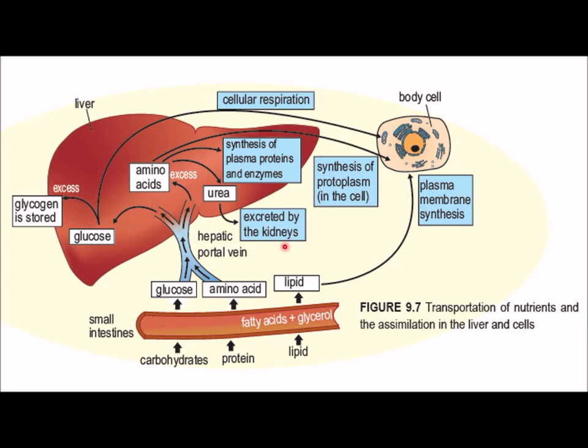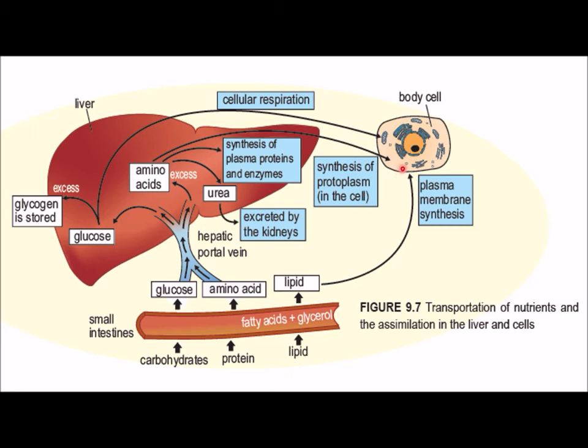So this is what happens in the liver: assimilation of glucose and amino acid. Assimilation refers to the use of absorbed nutrients to synthesize complex compounds. So glucose will be converted into glycogen, and excess amino acid will be converted into urea. This is what is meant by assimilation. Now the second place. The second place is the cell.